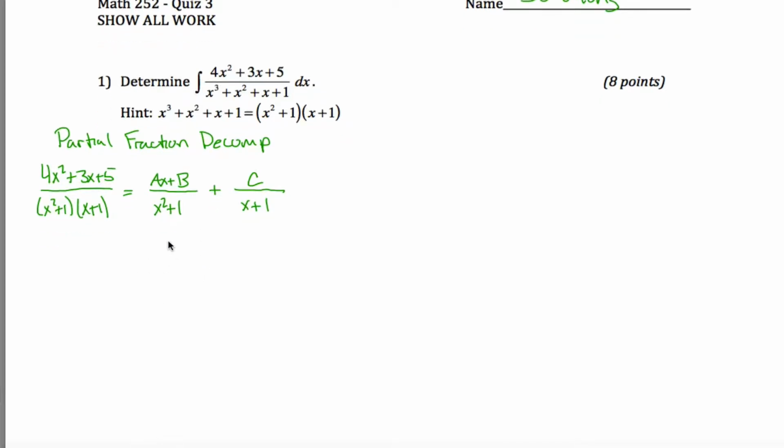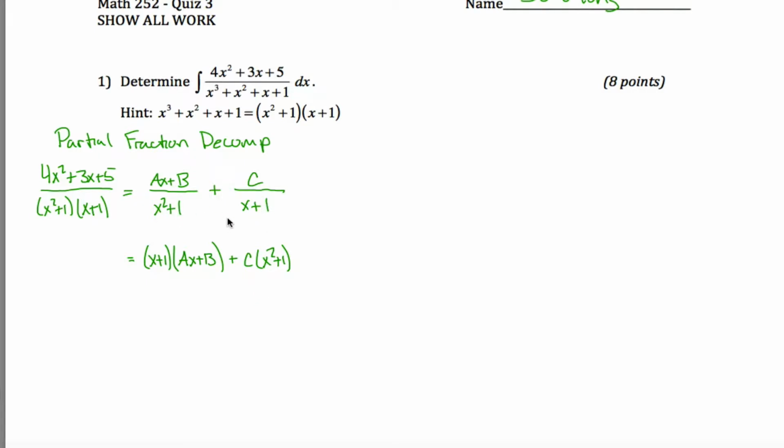And from here, well, wait a minute, there's a few things you can do. If you got a common denominator on this side, then to get a common denominator, I would multiply this by x plus 1 over x plus 1. So I would have x plus 1 times ax plus b plus c times x squared plus 1. And then that whole thing would be over my common denominator of x plus 1 times x squared plus 1.